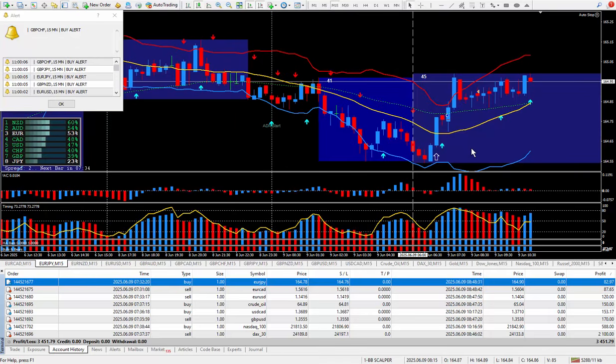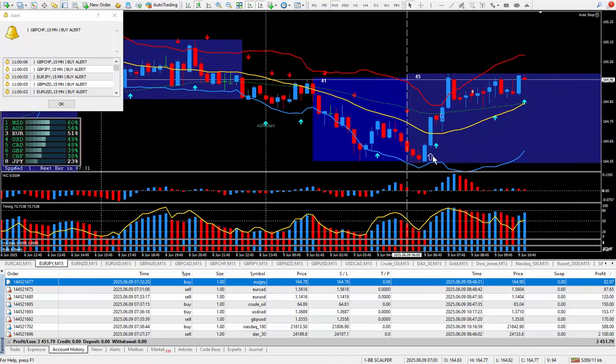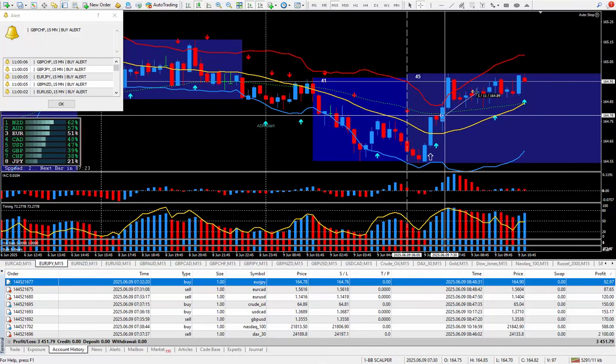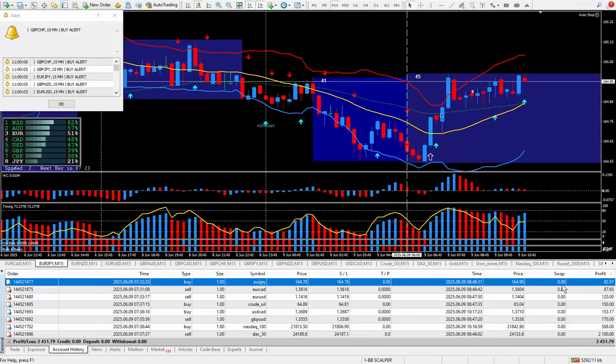see where I got in at. Wanted to be buying it. Arrow from the super signal, daily trade plan arrow. So I took the trade at this point and I closed it out here. Looks like 11 pips, paying out $82.